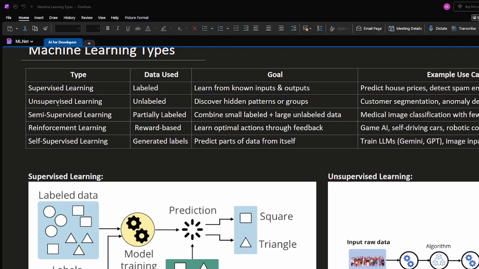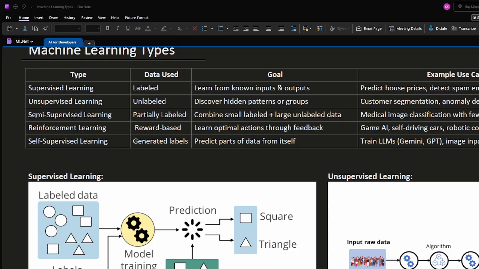On the other side we have unsupervised learning. So unsupervised learning, as the name suggests, works completely with unlabeled data, which itself discovers hidden patterns or groups in the data. The examples for unsupervised learning are customer segmentation and anomaly detection.